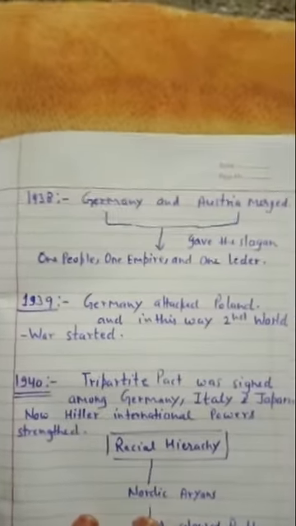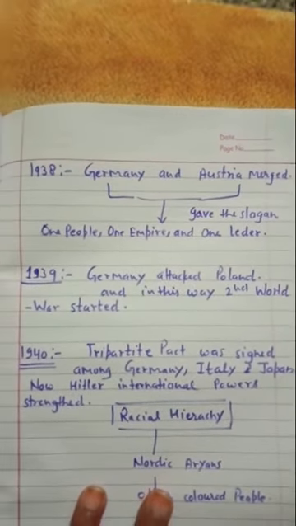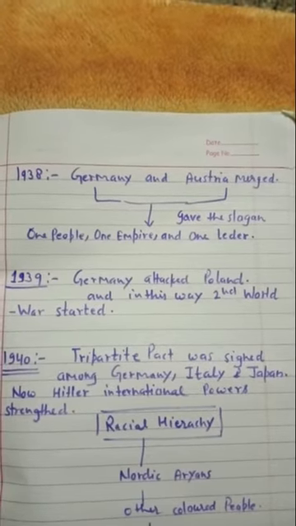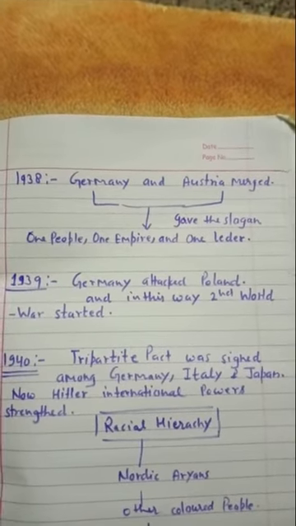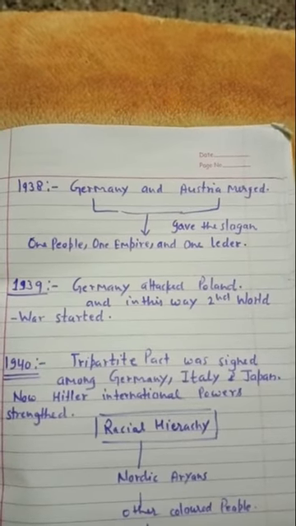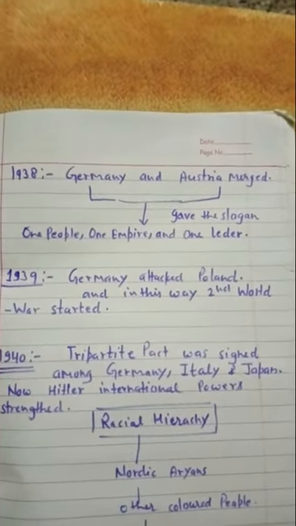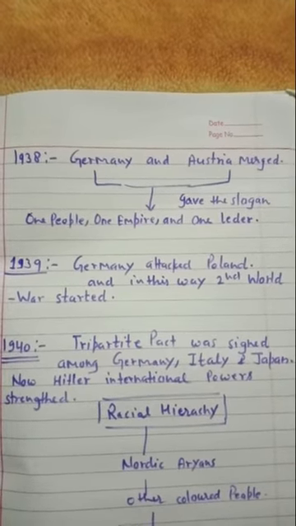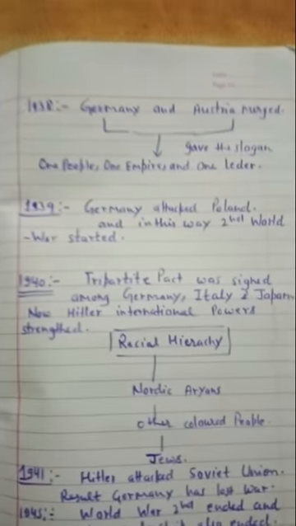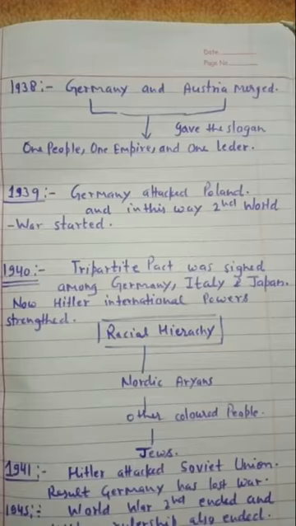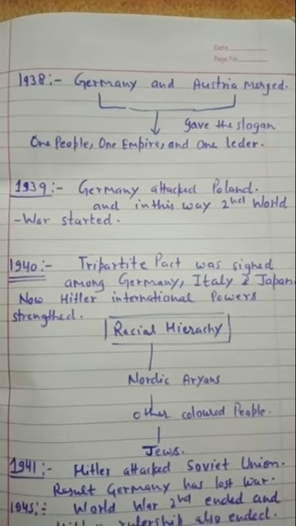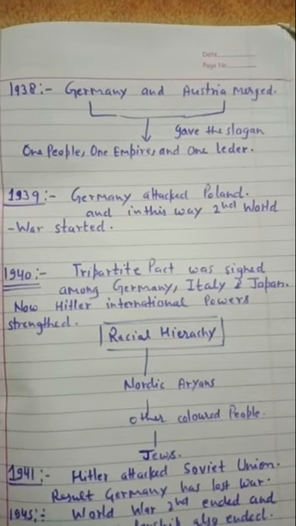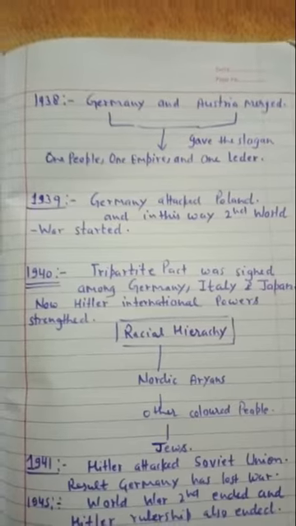Now, in 1938, Germany and Austria merged together, as Adolf Hitler thought that it would empower Germany economically, and that the administrative system and the army would be strengthened. So he decided to merge Austria with Germany, and he gave the slogan: one people, one empire, and one leader. Now, in 1939, Germany attacked Poland, and in this way, the Second World War started. So how did the Second World War start? When Germany attacked Poland in 1939, it was the starting point of the Second World War.